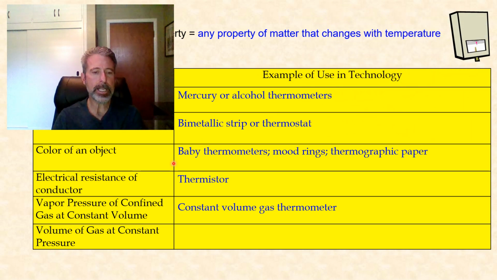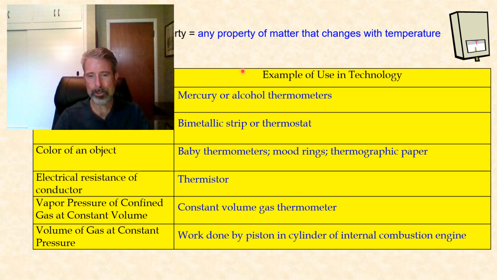Okay, and lastly, we'll take a look at the volume of gas at constant pressure. This is not a whole lot different than we looked at in this first example here, but we will take a look at a technology which is quite important to us in our daily lives, unless you drive an electric vehicle, and that is the work done by the piston in the cylinder of an internal combustion engine.